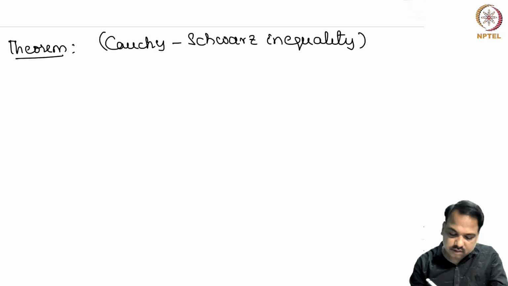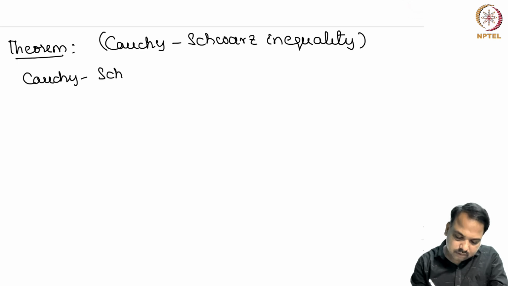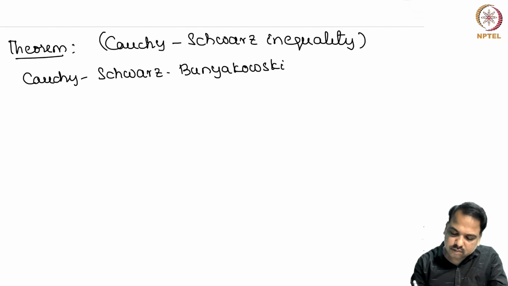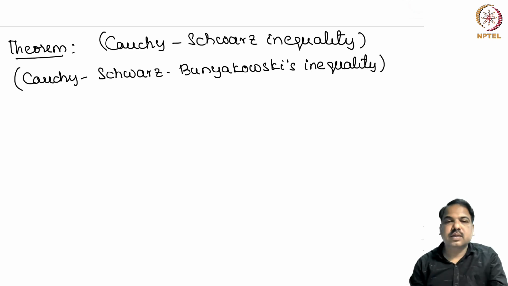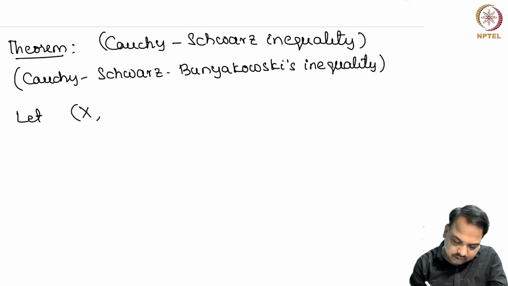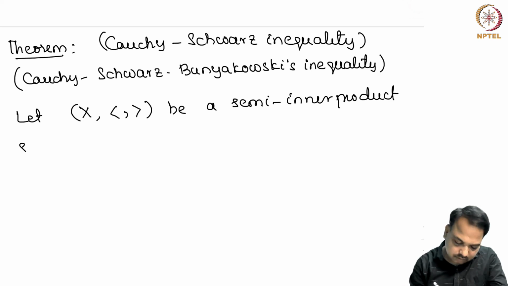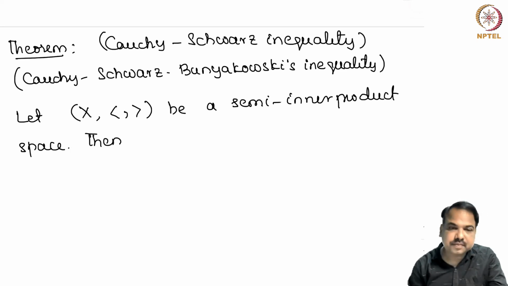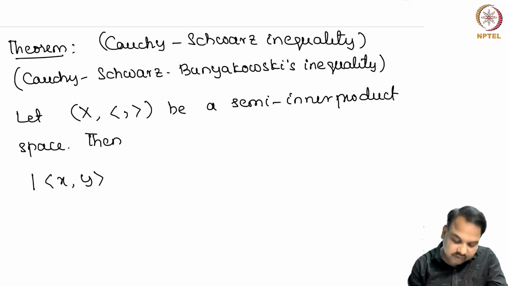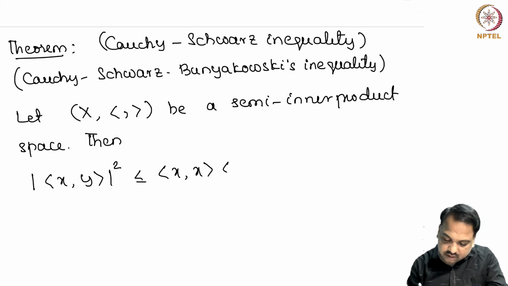So this is also known as the Cauchy-Schwarz-Bunyakovsky inequality. It says that let X with this two variable function be a semi-inner product space. Then we can say that modulus of semi-inner product of x with y squared is less than or equal to semi-inner product of x with x multiplied by semi-inner product of y with itself for every x, y in X.